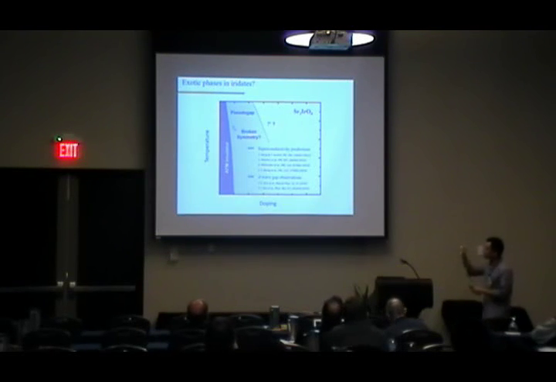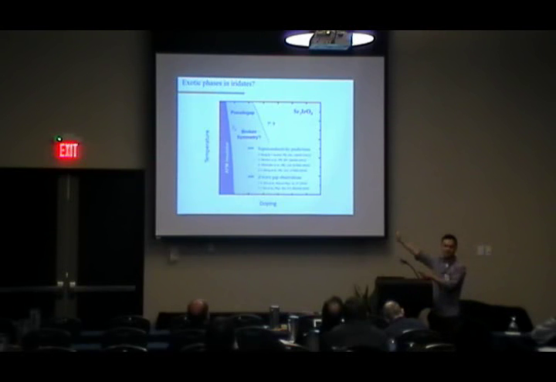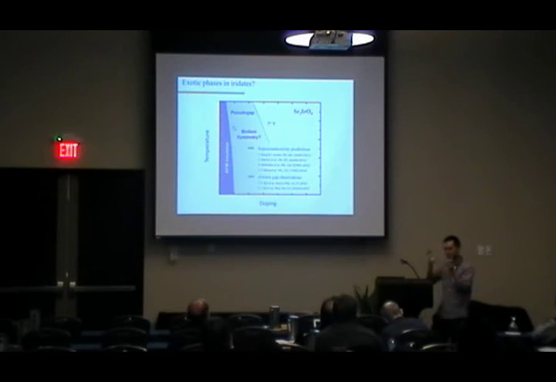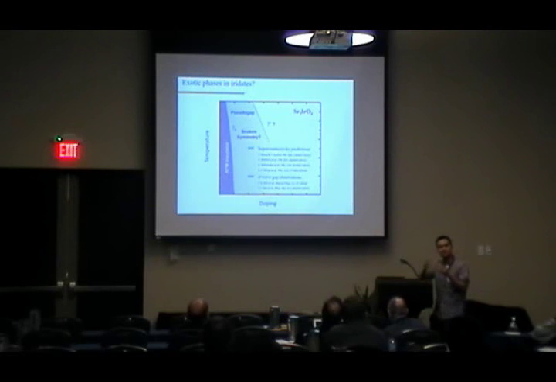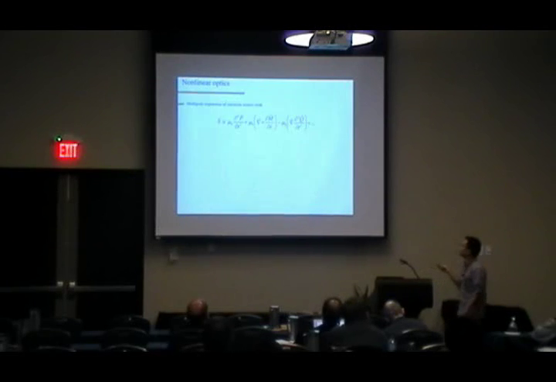And so the part of this problem that I'm going to tackle today with nonlinear optics has to do with what underlies this pseudo-gap regime. Okay, so in cuprates, there has been this debate about whether the pseudo-gap is fluctuations of some superconducting order parameter, or whether it's some competing phase with a distinct broken symmetry. And we'll address the broken symmetry side of that question in this case today.